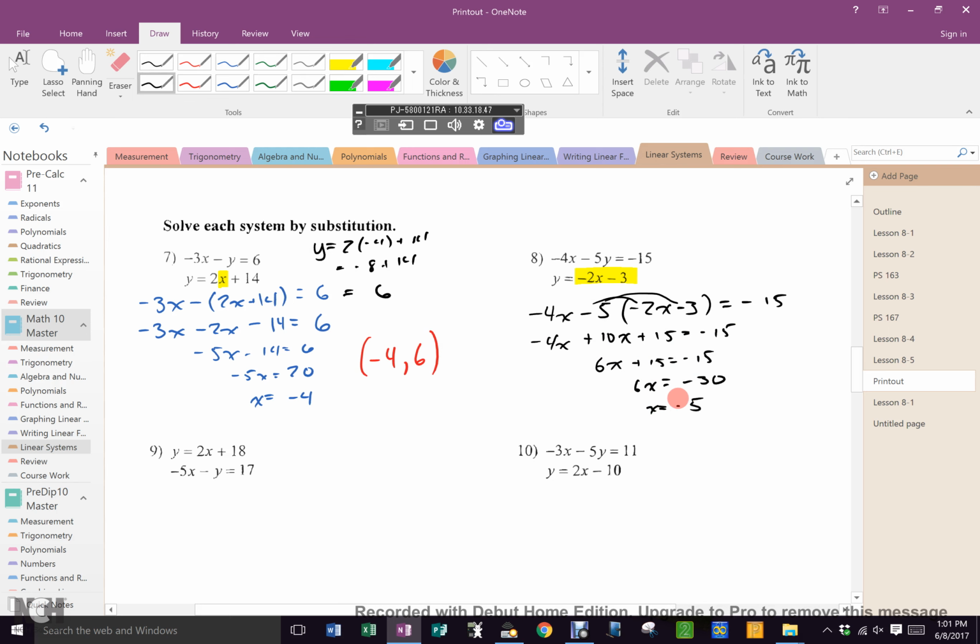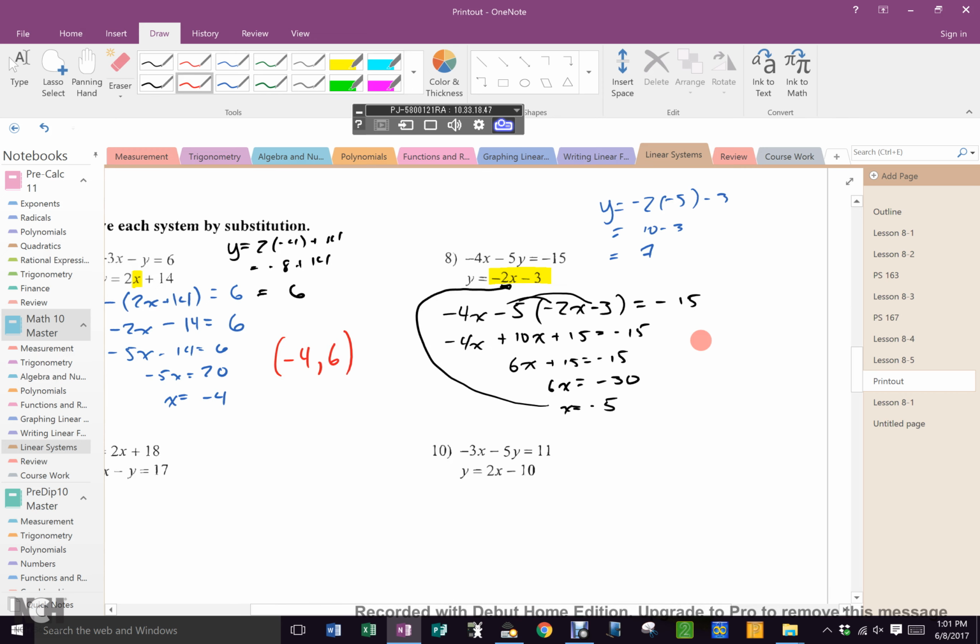Negative 5. Where does that negative 5 go now? Right there. So y equals negative 2 times negative 5 minus 3. What's negative 2 times negative 5? Positive 10 minus 3. 7. Have I done the solution yet? What is the solution? Negative 5, 7. Should I check? Doesn't hurt. What's negative 2 times negative 5? Positive 10. Positive 10 minus 3 is 7.